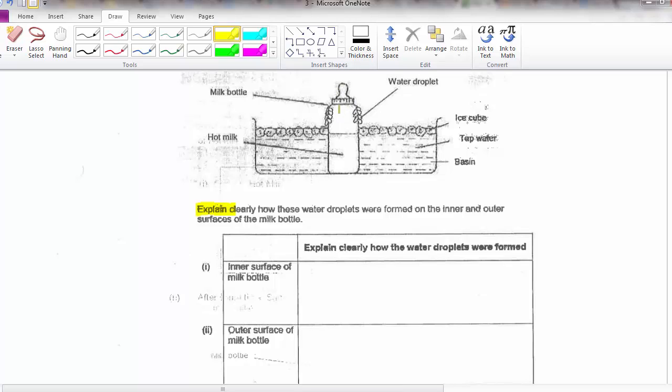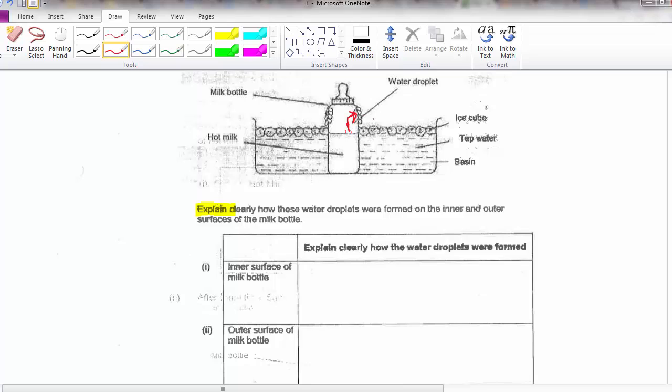Okay, first let's talk about the inside. Why are there water droplets on the inside? Well, hot milk, what will happen to the water? Yeah, it will start to evaporate, right? So the hot water vapor will start to evaporate, and when it touches this cooler surface, what's going to happen? Yes, it will condense because it's cooler.